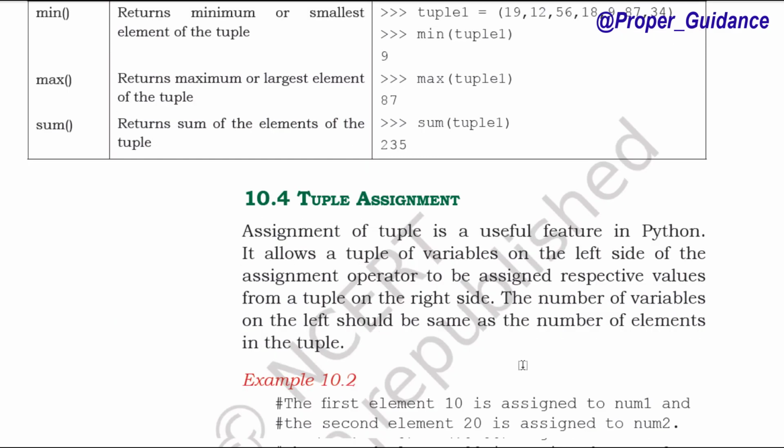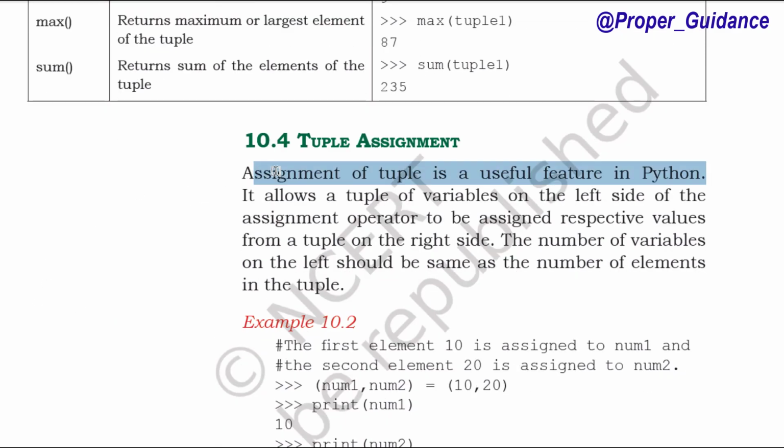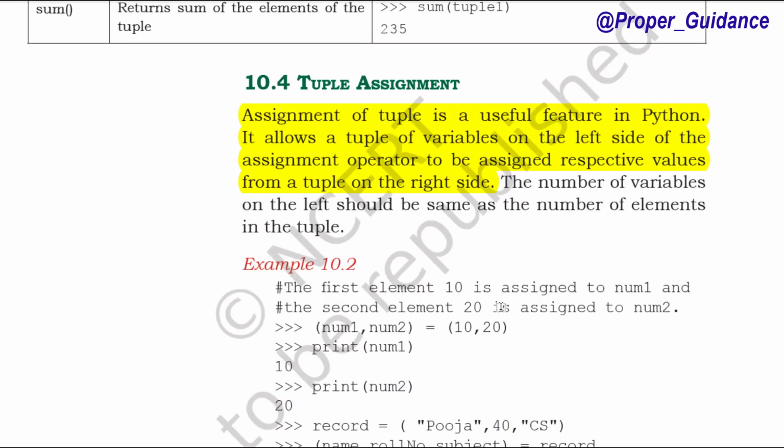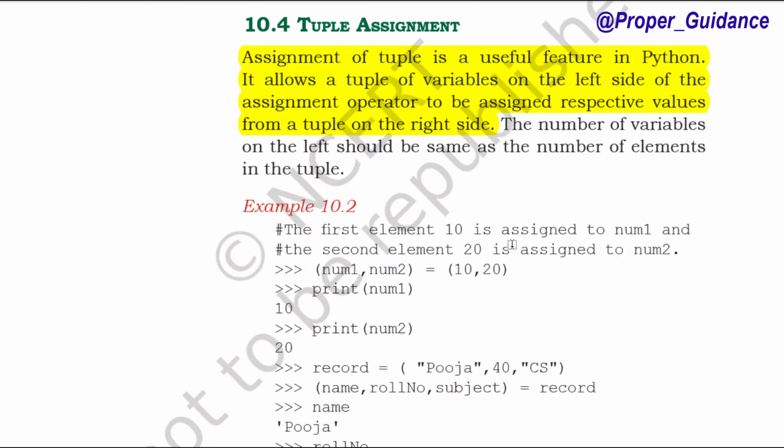Okay. Next, tuple assignment. Assignment of a tuple is a useful feature in Python. It allows a tuple of variables on the left side of the assignment operator to be assigned respective values from a tuple on the right side. The number of variables on the left side should be the same as the number of elements in the tuple. The first element 10 is assigned to num1 and the second element 20 is assigned to num2. I am writing it like this: (num1, num2). This format clearly represents a tuple, because the elements are within parentheses.